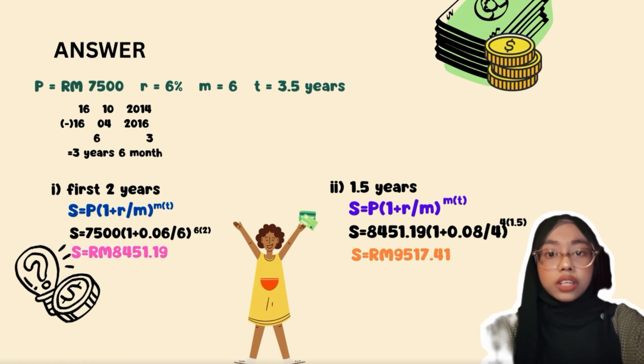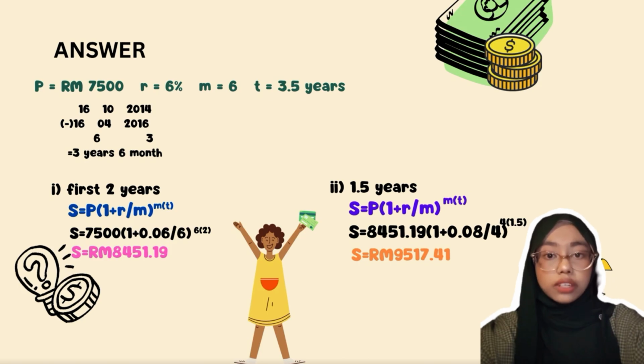Next, we are going to find the accumulated amount on 16 October 2019, if the rate was changed to 8% compounded quarterly beginning on 16 April 2018. We are going to use the same compound interest formula, where based on the question, we get that I is 0.02 and N is 6. After calculation, the final accumulated amount is 9,570 ringgit and 41 cents.